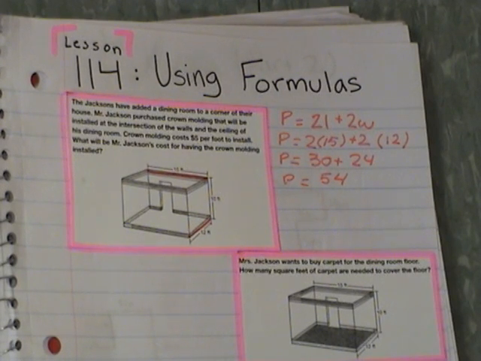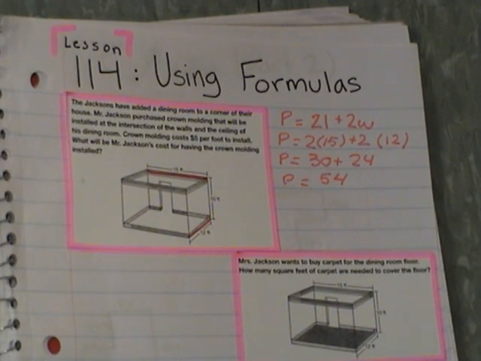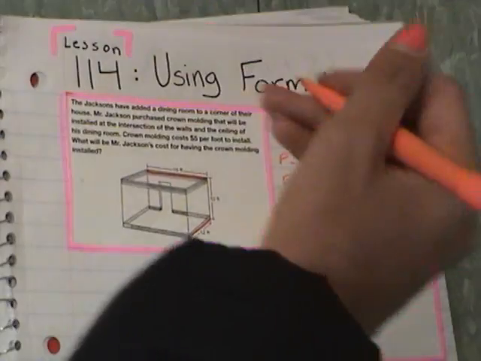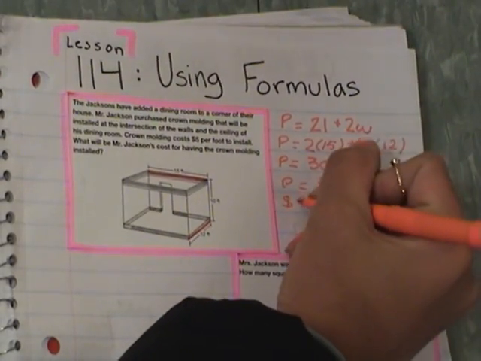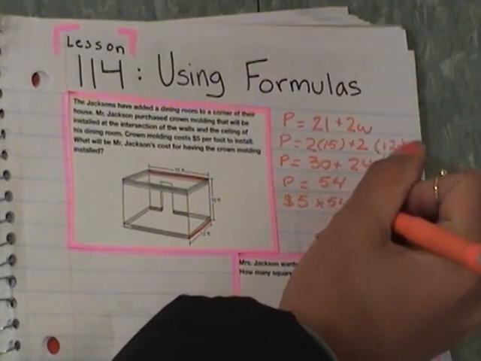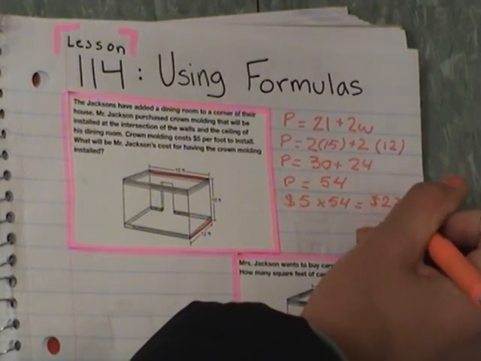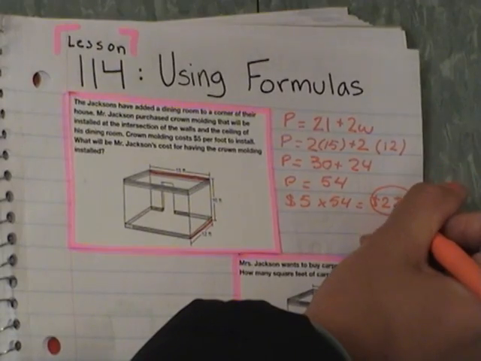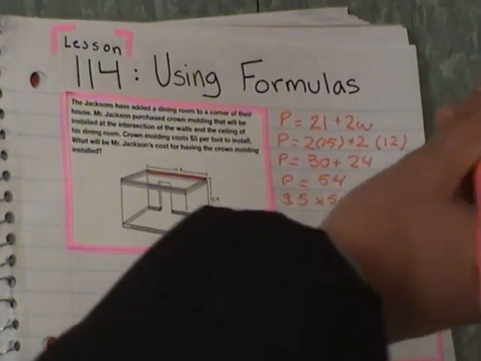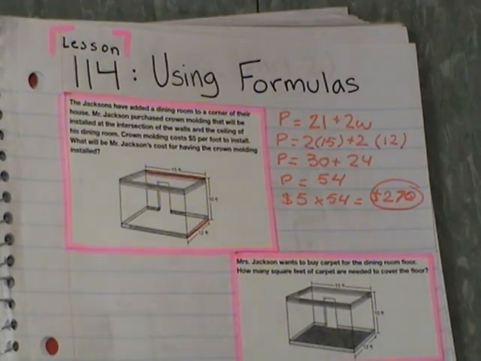But when we looked before, it said crown molding costs $5 per foot, and we have 54 feet. So we're going to have to do a multiplication problem right here. $5 times 54, and it equals, you should do this by yourself, $270. That would be our total.